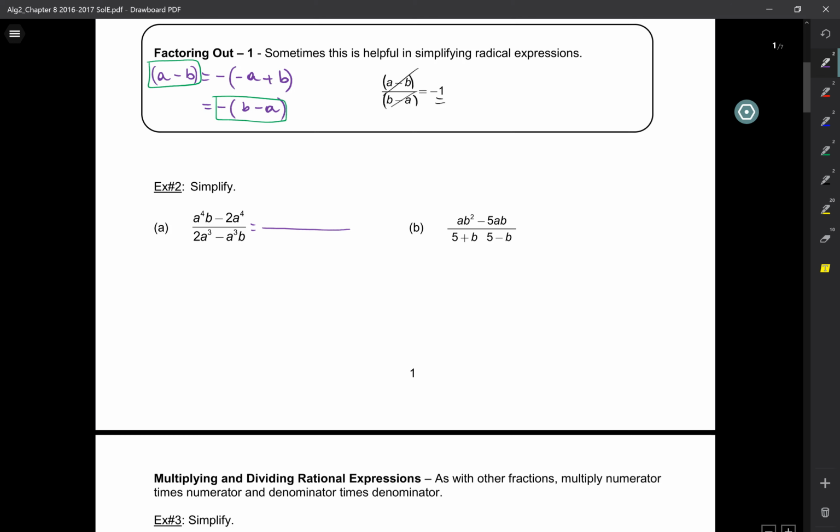We're going to try to factor this first one. What can I factor out? A to the 4, and I get b minus 2, and a cubed, and I get 2 minus b. Okay, so now let's just take care of the a's out front. This and this will give me just an a. Now, what about the b minus 2 and the 2 minus b? Can I cancel those out? I cancel those out and I get -1. So I put a negative out front. So the answer is just -a.